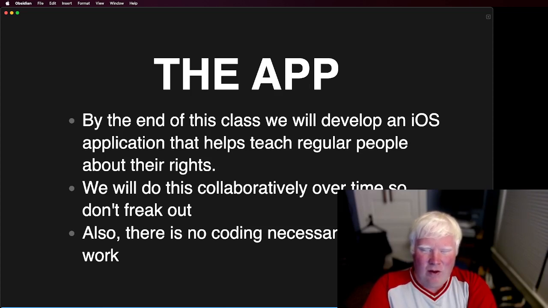Essentially, what's going to be fun about this class is we're going to look at a problem, which is people don't know what their rights are, and together we're going to work on producing a solution. At the end of the semester, hopefully we'll get to publish this on the App Store so that this is something you can share with your friends, family, classmates, and show them the work that you've been doing in this field.